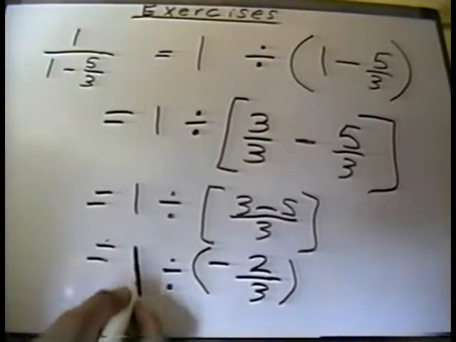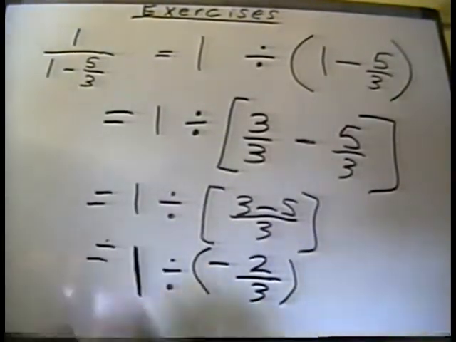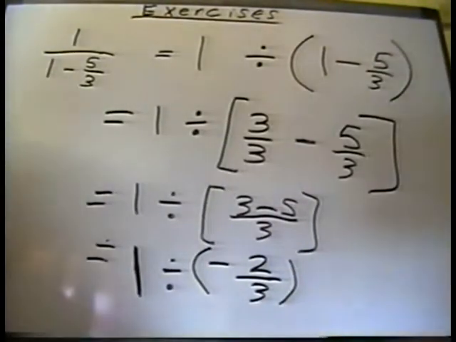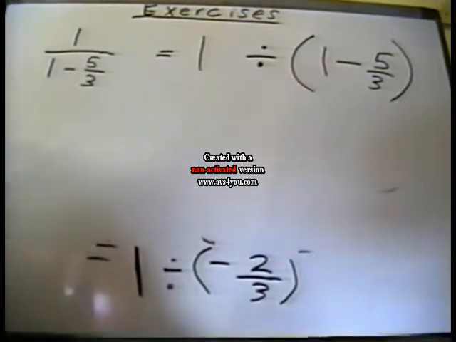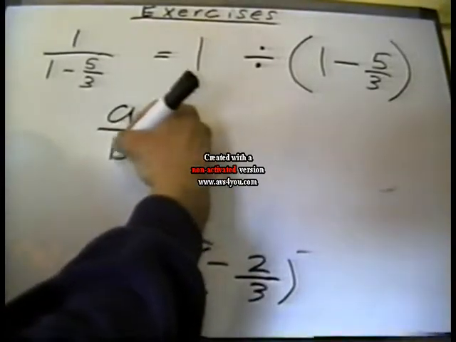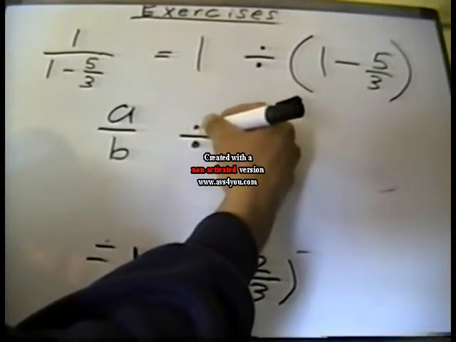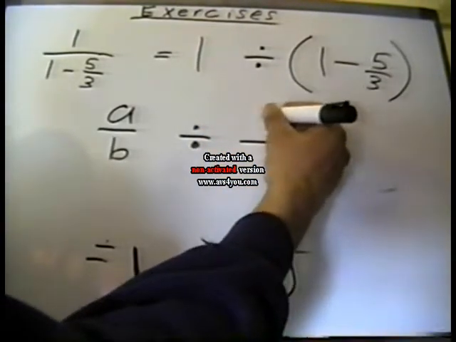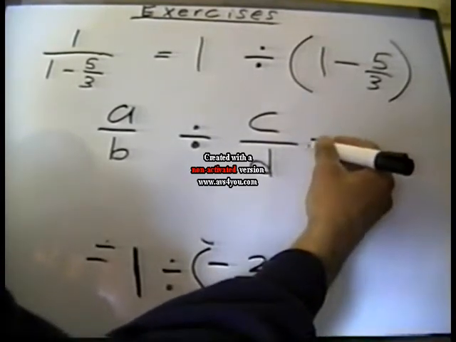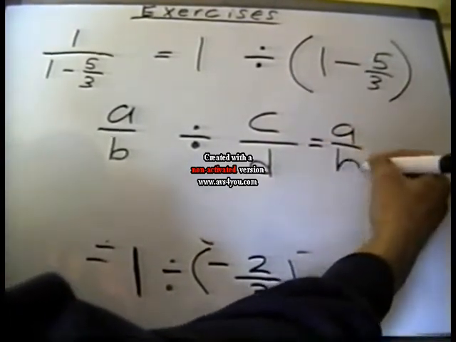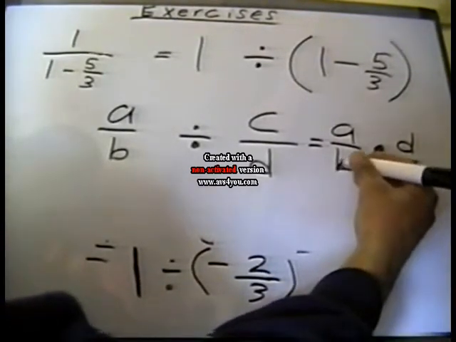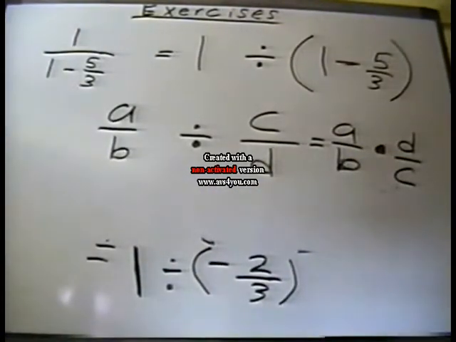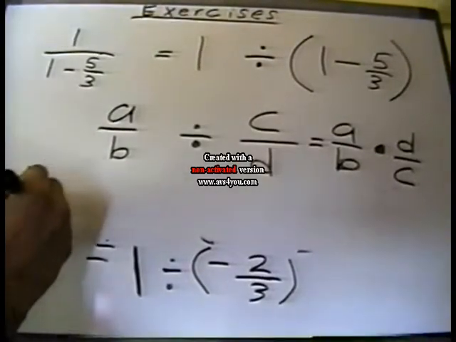Now here we have it reduced to a form that I showed you, and that was this form here. Whenever you divide a fraction by a fraction, you simply multiply by the reciprocal of that fraction. Is how you do it.